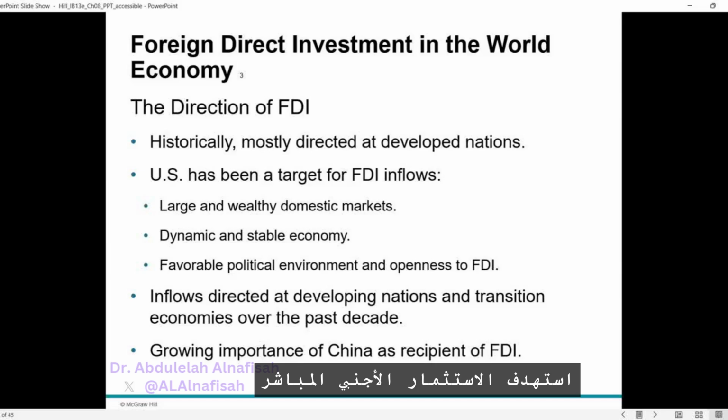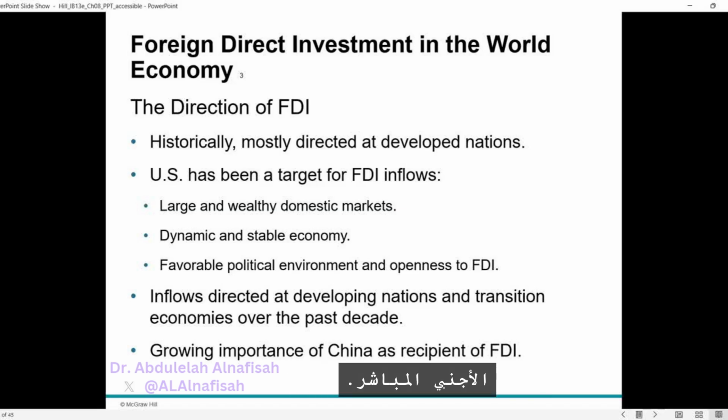Historically, foreign direct investment, FDI, has primarily targeted developed nations, with the United States being a favored destination due to factors like its large domestic market, stable economy, favorable political environment, and openness to FDI. However, FDI into developing nations has been increasing steadily, particularly in regions like South, East, and Southeast Asia.